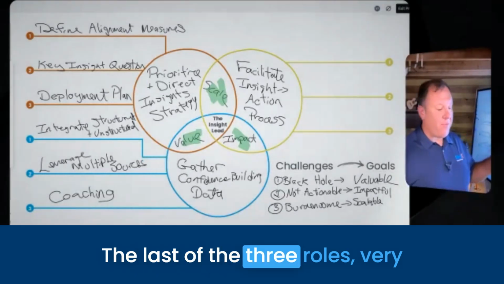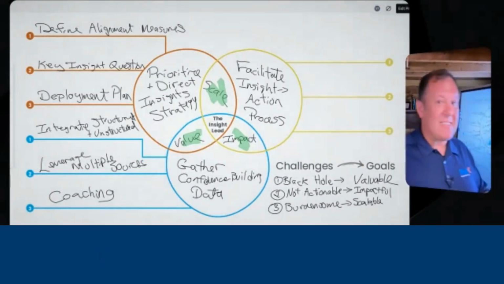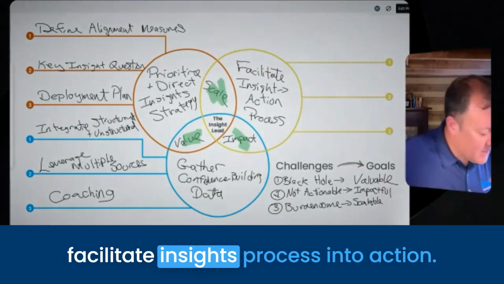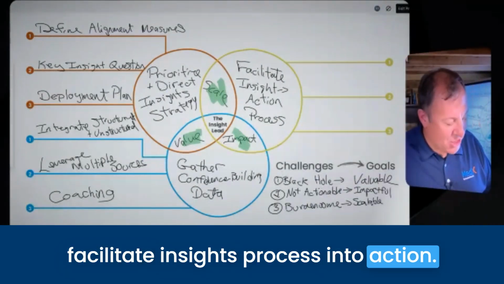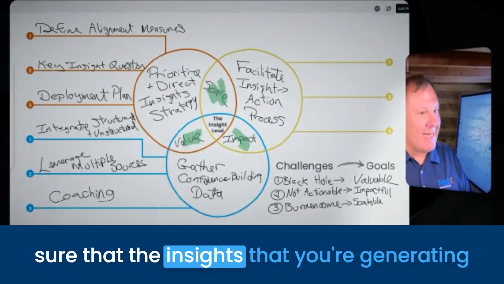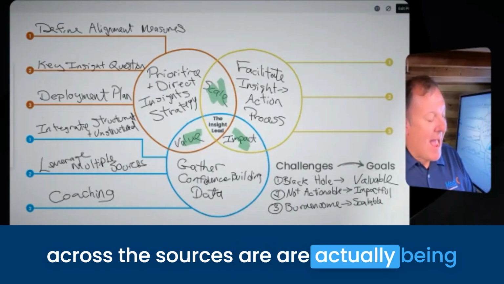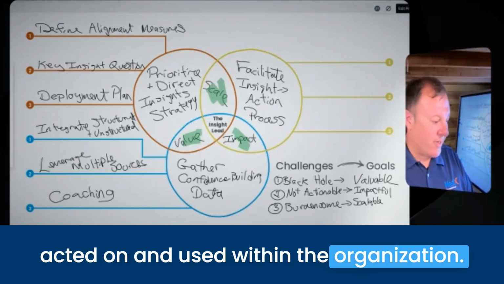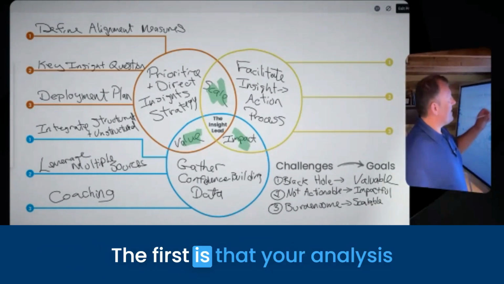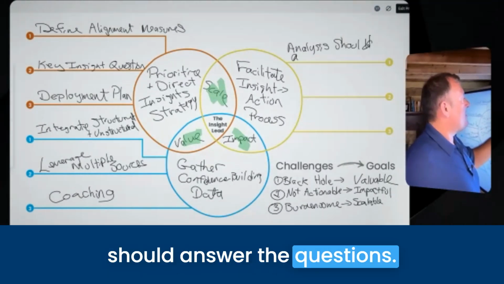The last of the three roles, very important now, is to actually facilitate the insights process into action. There are three things you can do to help make sure that the insights you're generating across the sources are actually being acted on and used within the organization. Okay. The first is that your analysis should answer the questions.